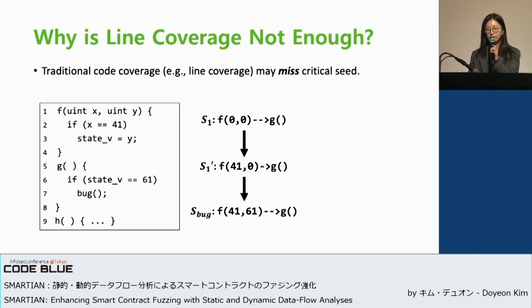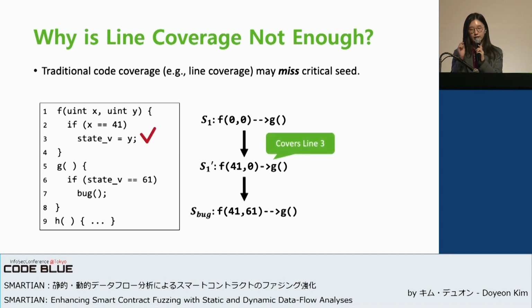This example is different from the one in the previous slide. If S1, that means seed 1, is an initial seed, we can cover line 3 with a function argument mutation like S1 prime. And one more mutation finally makes S bug, which triggers a bug. See that S1 prime covers line 3.